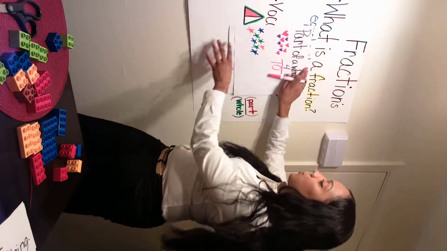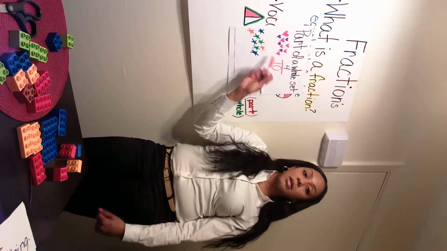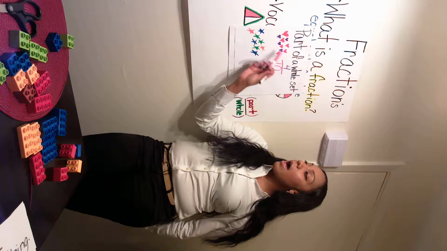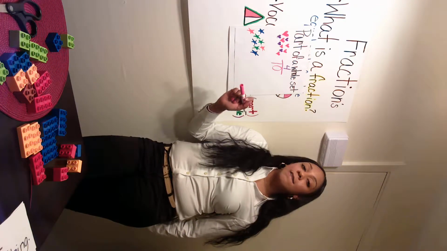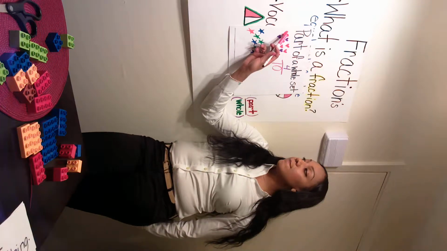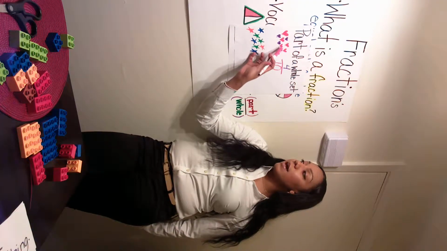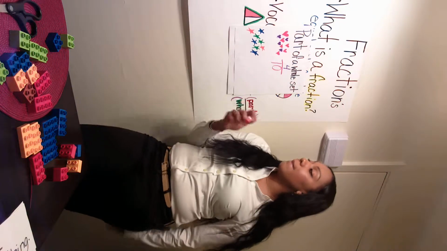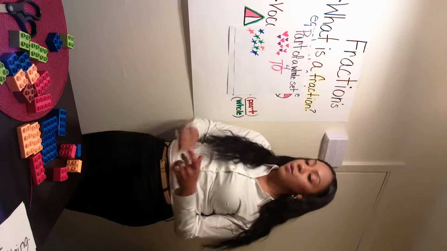Looks like I have some cool toys on my paper. What are these? These are hearts, correct. How many hearts do we have in total? Let's count them. 1, 2, 3, 4, 5, 6, 7, 8, 9, 10. We have 10 parts in total.